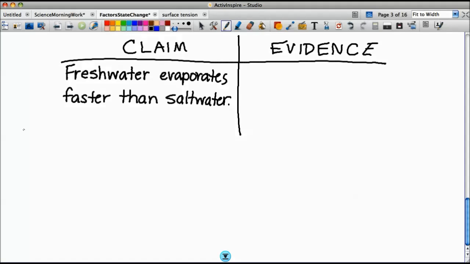Talk to your table first, your neighbors. Why do you think salt water takes longer to evaporate? What's one of your ideas? Chase.